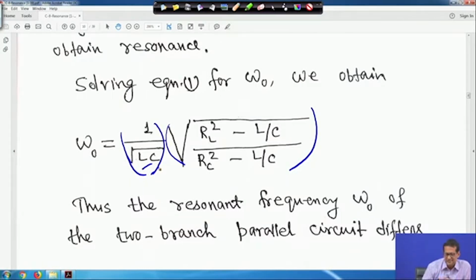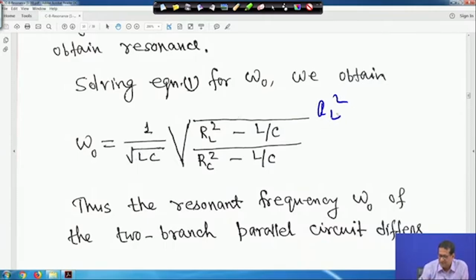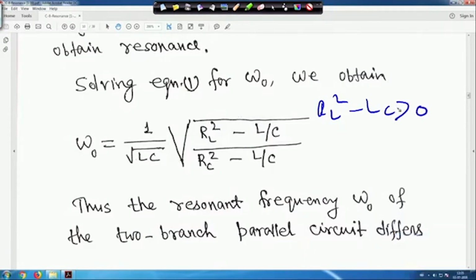So, for a series RLC circuit we have seen 1 upon root over LC. For a parallel circuit one factor is multiplied, and this is that factor. Now, when will resonance occur? One condition is that the term under the square root has to be positive. So RL square minus L by C has to be greater than 0, and RC square minus L by C also has to be greater than 0. This is one condition for resonance.